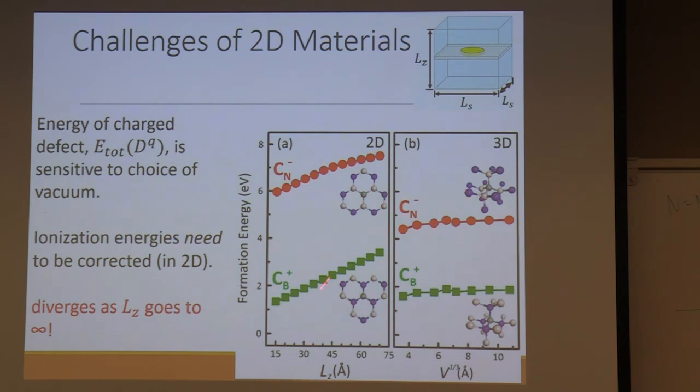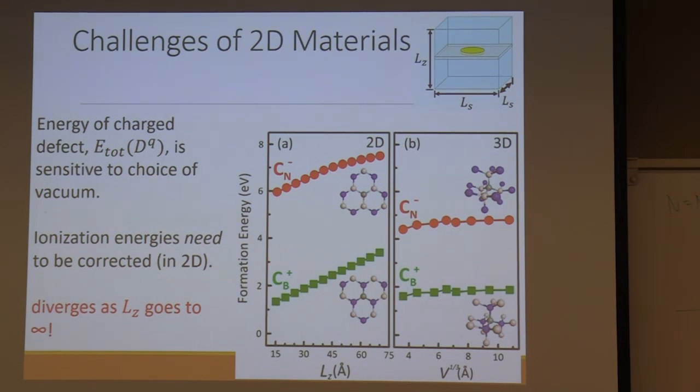So this diverges. You could literally get any number based on how much vacuum you put in. You get an ionization energy larger than the gap. It doesn't even necessarily make sense. So it's just a warning that you really need to control for this sort of error if you're doing charged defects in 2D materials.